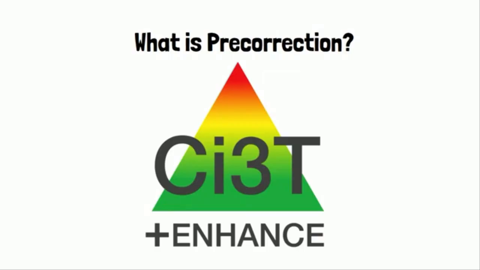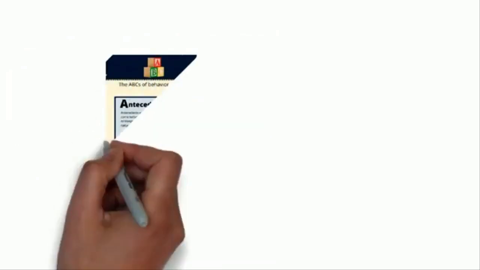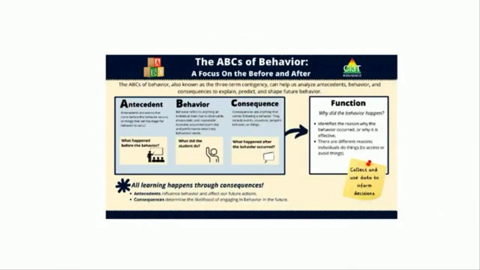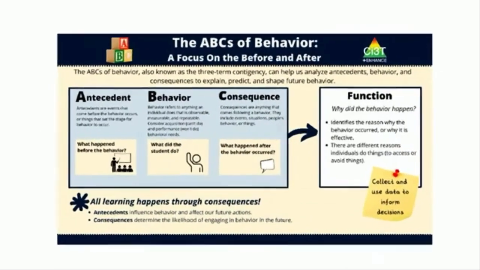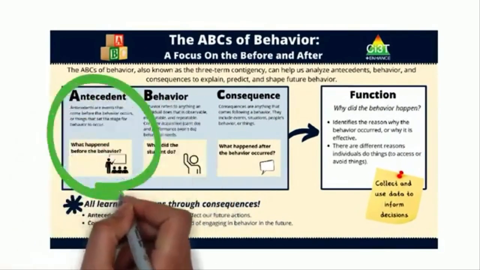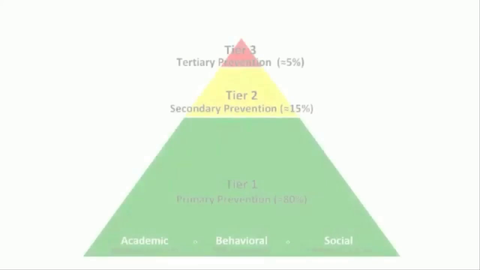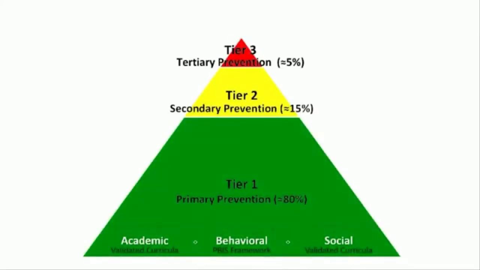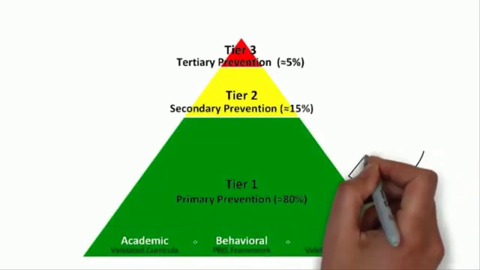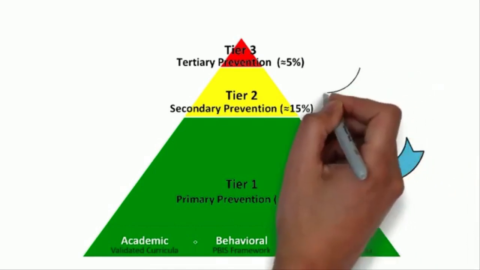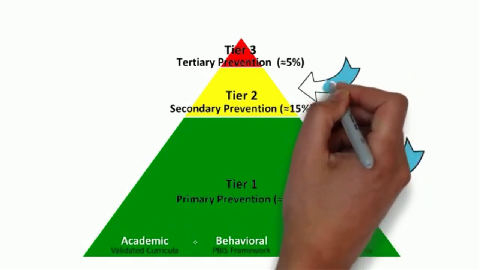Precorrection is a simple, proactive strategy that helps solve everyday problems with minimal planning. Precorrection is an antecedent-based positive behavior support that emphasizes changing the environment to promote student engagement and reduce the likelihood of challenging behavior. Precorrection can be used throughout the school day as a simple yet effective Tier 2 support.